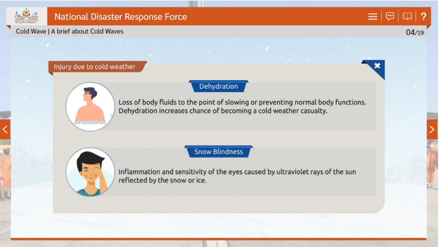Snow blindness causes inflammation and sensitivity of the eyes caused by ultraviolet rays of the sun reflected by the snow or ice. Let's learn about hypothermia warning signs and symptoms.